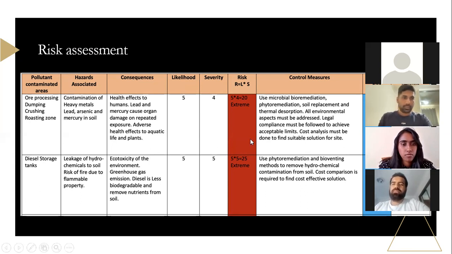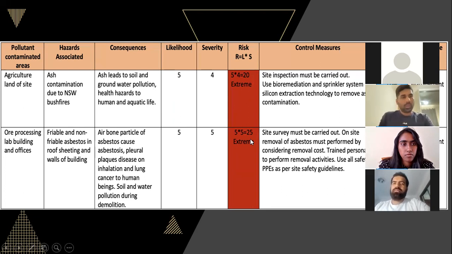The next polluted area is the agricultural land of the site, which was burnt in the recent New South Wales bushfires, and heaps of ash contamination is present. Ash can lead to soil and groundwater pollution and is a serious health hazard to human and aquatic life. The suggested control measures are basically bioremediation, a sprinkler system, and silicon extraction technology.